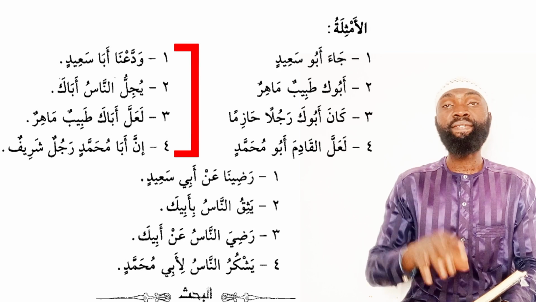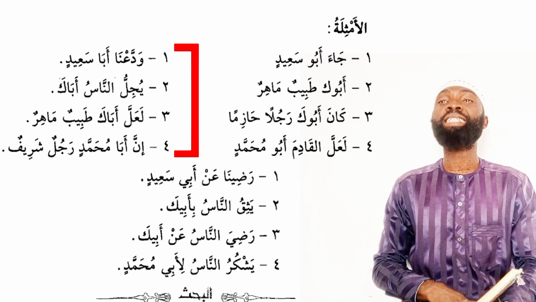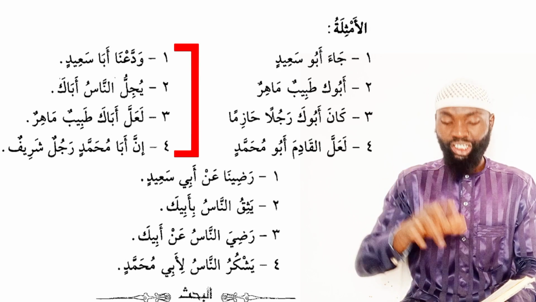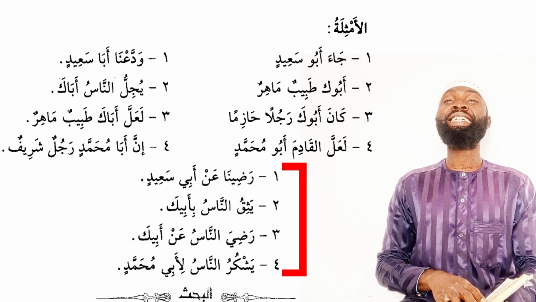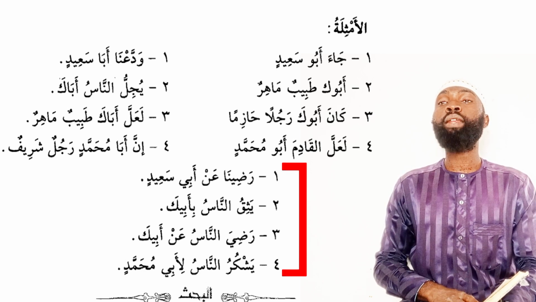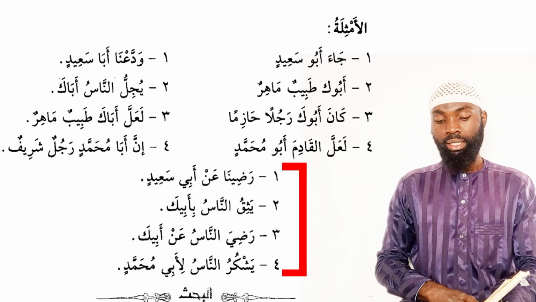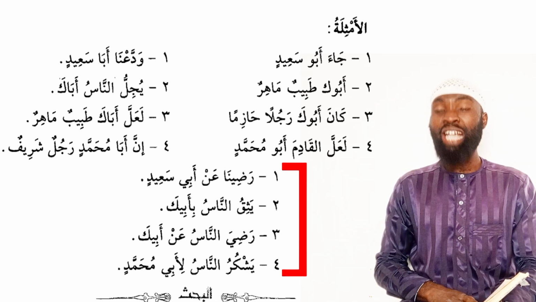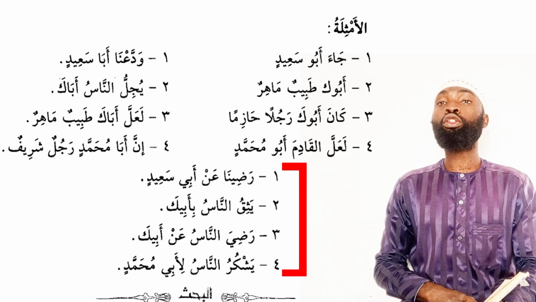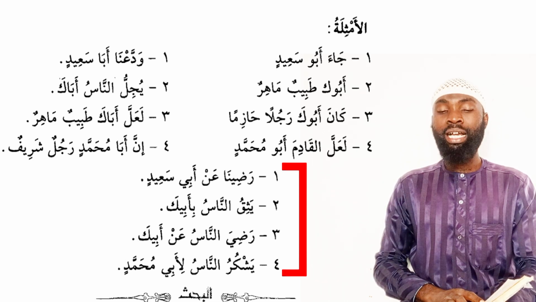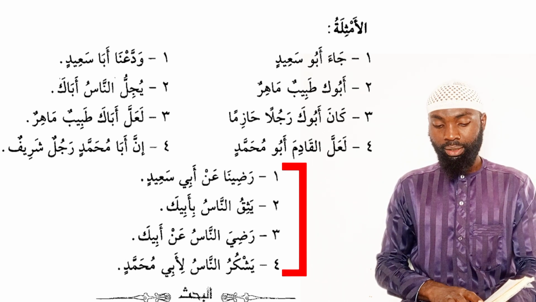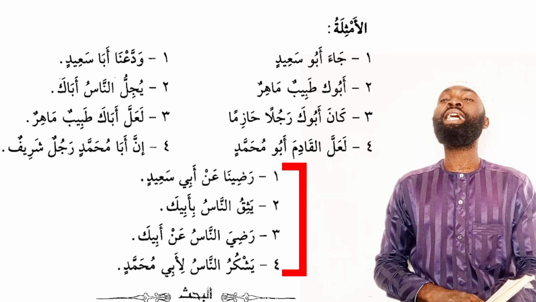Indeed, Muhammad's father is a famous man. The last section now, we have Radina and Abi Sa'id. We are pleased with Sa'id's father. Now we have Yafiqun Nasu bi Abika. People trust your father. Number 3, we have Radiyan Nasu and Abika. People are pleased with your father.